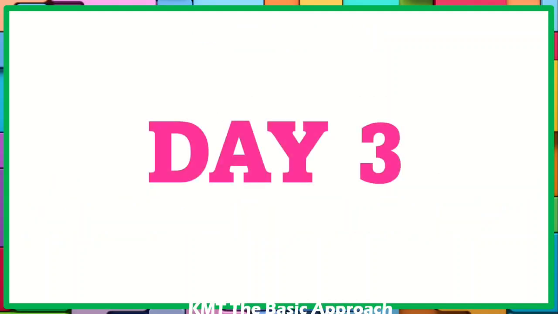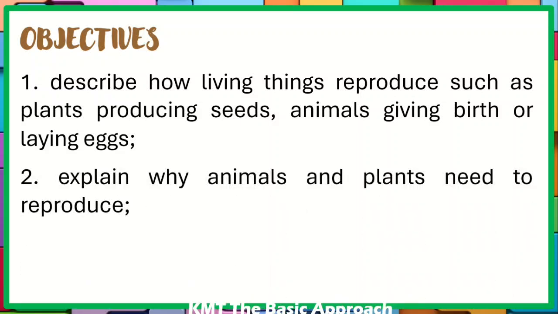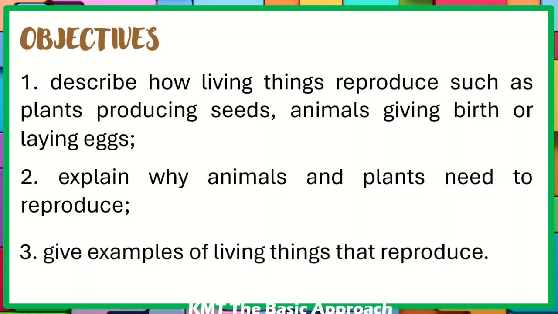Day 3. Objectives. Number 1. Describe how living things reproduce, such as plants producing seeds, animals giving birth, or laying eggs. Number 2. Explain why animals and plants need to reproduce. And number 3. Give examples of living things that reproduce.